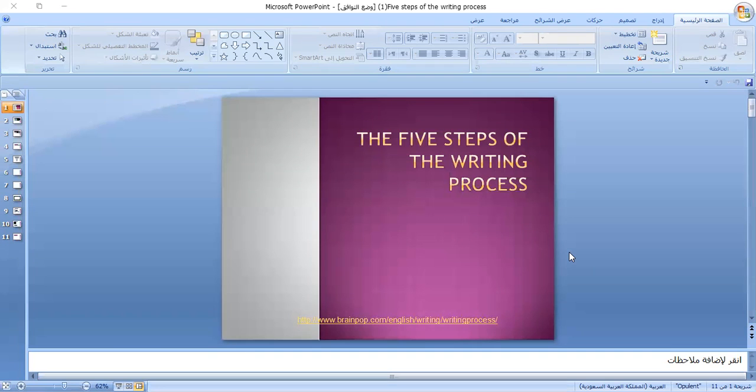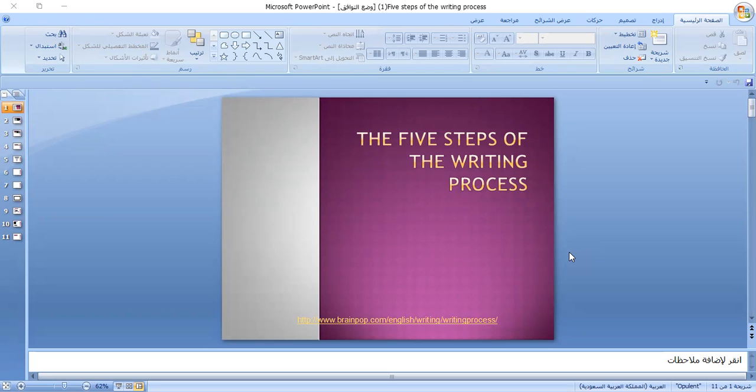So process writing consists of 5 steps. The first one is pre-writing. Then after the pre-writing, we have composing or drafting. And after this phase, we have revising and editing. Then we have proofreading, then publishing. We will discuss every one in detail.